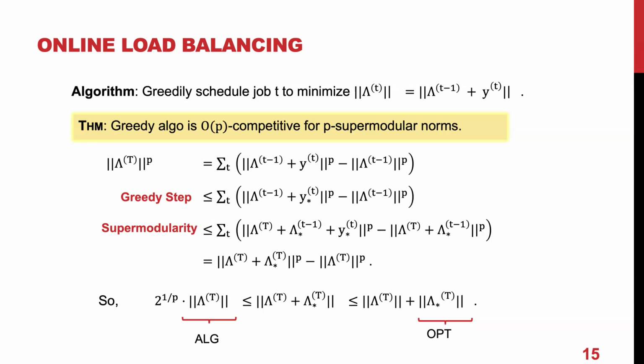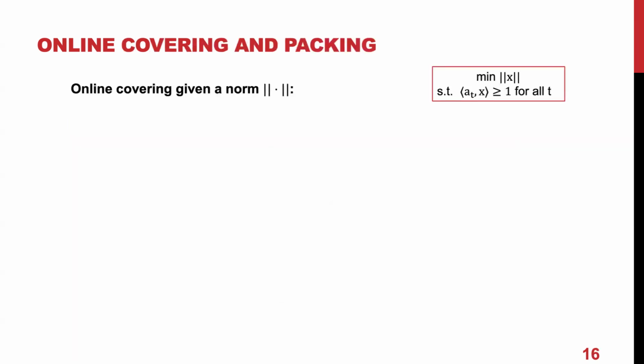So you do this greedy step, and then you just use supermodularity. You basically add a negative vector on both sides, which can only increase things because of supermodularity. And now you get a telescoping sum, which simplifies, and you are done with the approximation ratio. You get an order p approximation. So this is a very clean and short proof, which not only reconstructs previous results from the 90s and many others, but also gives a very short proof for other things, as long as your norm is supermodular. And we know not many classes of norms are supermodular.